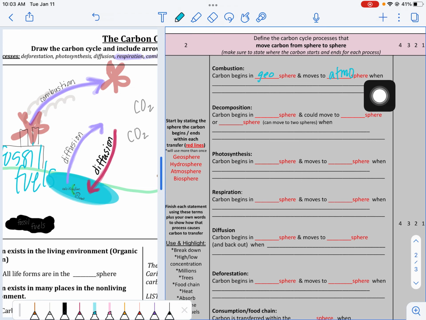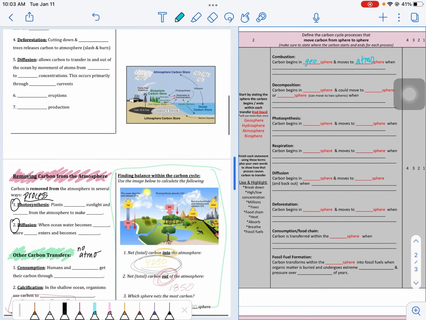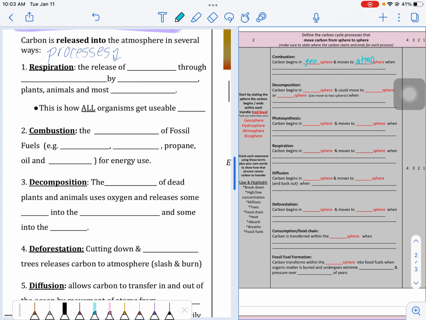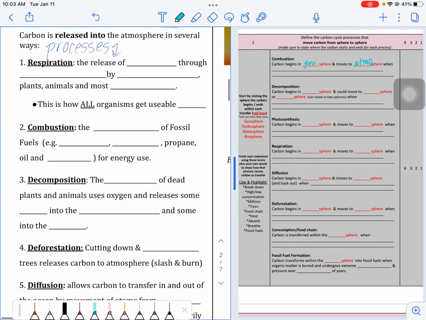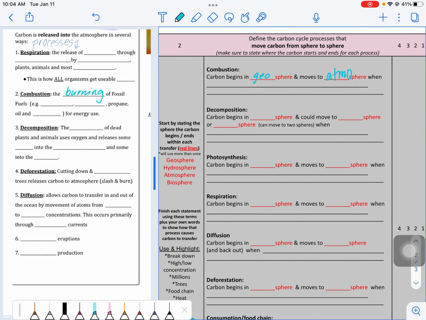Again, the when is the definition. So don't really get the definition by looking at the picture. That's where we have to kind of come down to the notes. So combustion, in our notes, this was the burning of fossil fuels. So I want to put that into my own words using one of the keywords here. And I'm doing that for energy use. So looking at my options, probably that last one, fossil fuels, is the best fit. So carbon begins in the geosphere, moves to the atmosphere in combustion when what is happening?